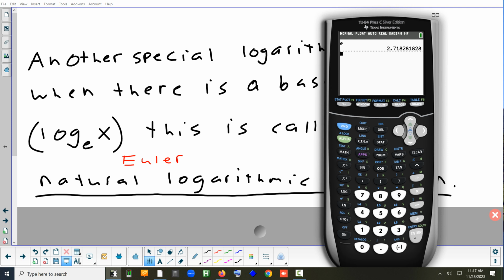We generally don't use the number. We use the E symbol. So like if I had to raise something like E to the 5th power, I wouldn't type in 2.718 to the 5th. I would just type in E to the 5th and get the answer like that.